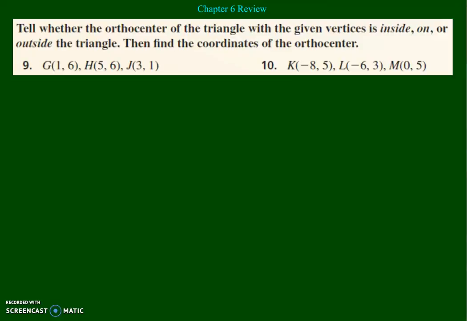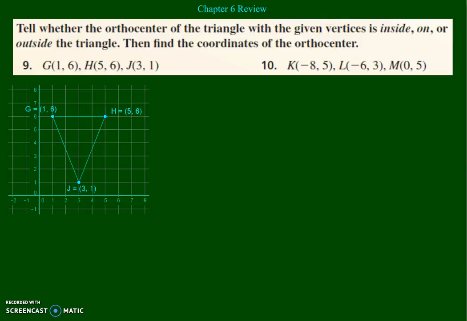This is a continuation of the Chapter 6 review, beginning with Problem 9. Tell whether the orthocenter of the triangle with the given vertices is inside, on, or outside the triangle, then find the coordinates of the orthocenter. So, to begin with, let's go ahead and bring up that triangle. So here we have triangle GHJ.